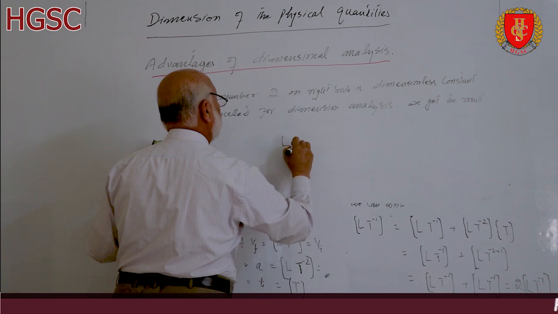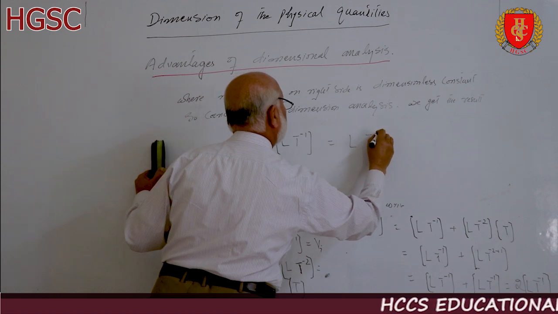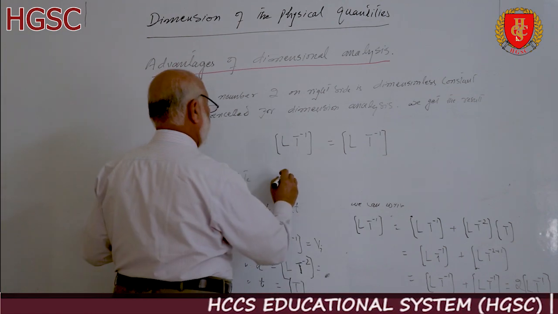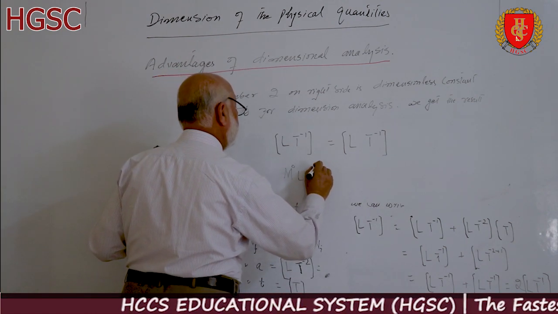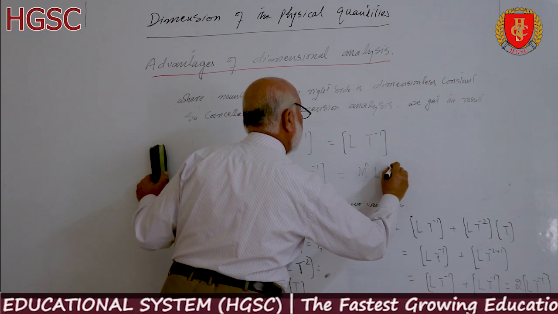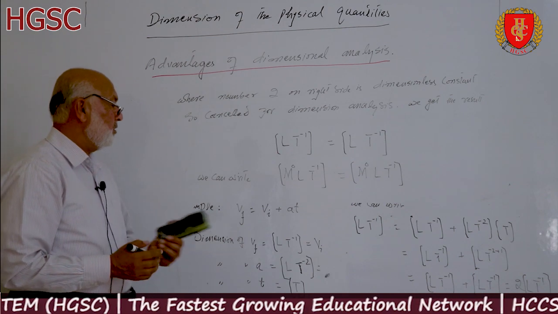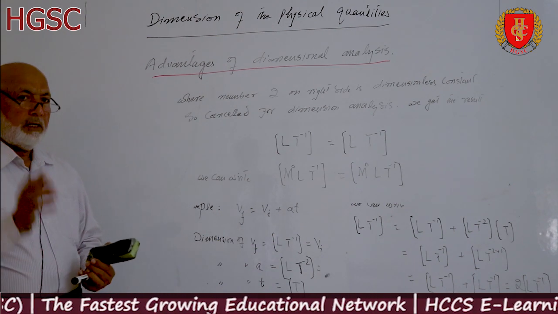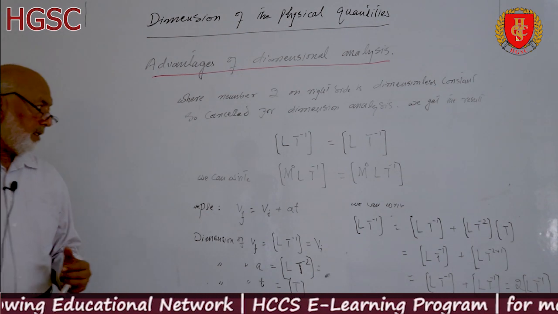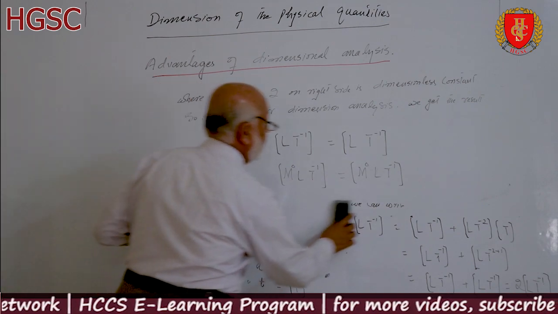So we get the result: the dimension on the left hand side is equal to the dimension on the right hand side. We can also write M⁰ L t minus 1 is equal to M⁰ L t minus 1. So this equation Vf is equal to Vi plus At is dimensionally correct and is also physically correct. This is one of the advantages of dimension analysis.